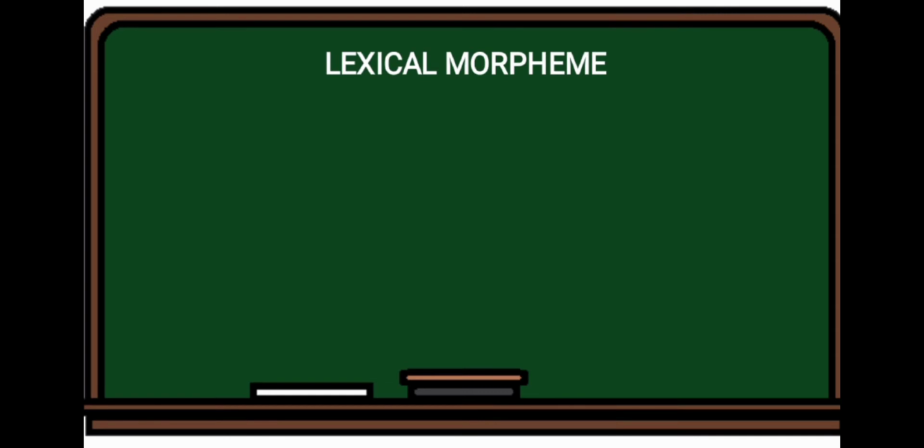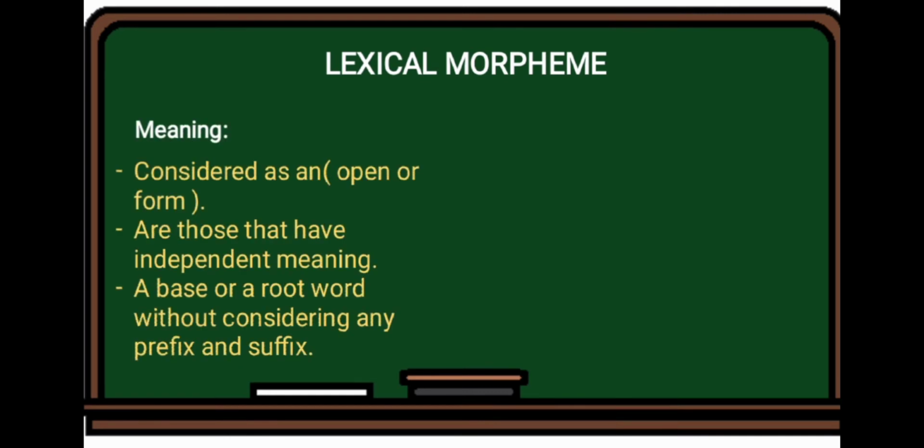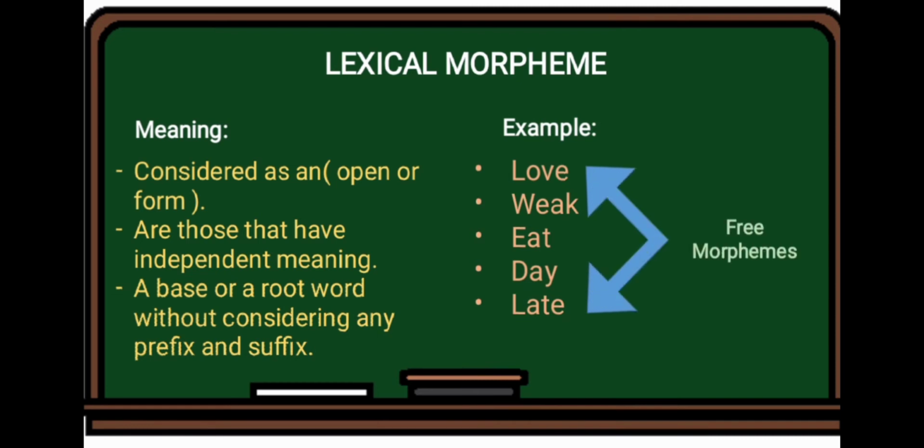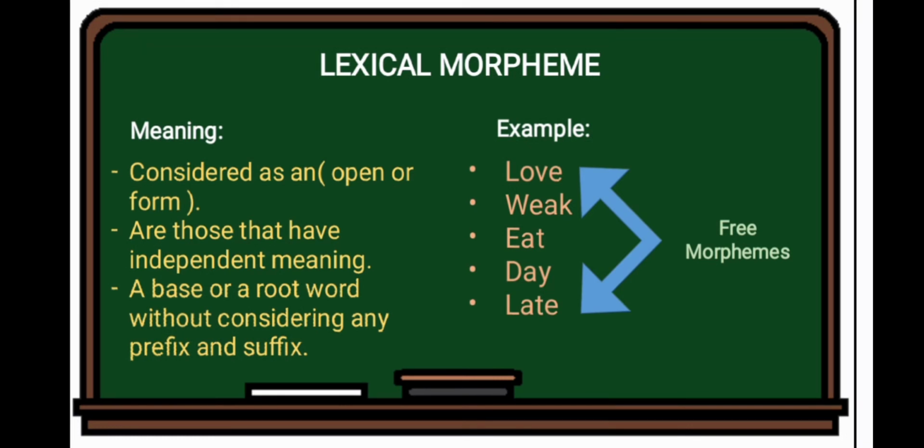or the lexical morpheme. A lexical morpheme is considered an open form, or those that have independent meaning, a base or a root word without any prefix or suffix. Take a look at this example: the words love, week, eat, day, and late. All of these words are considered free morphemes. Why is that? Because all of these words can stand alone with a specific meaning, even if they don't have any prefix or suffix. Still, they can stand alone.